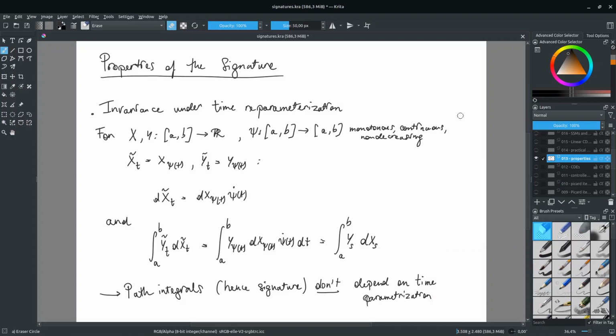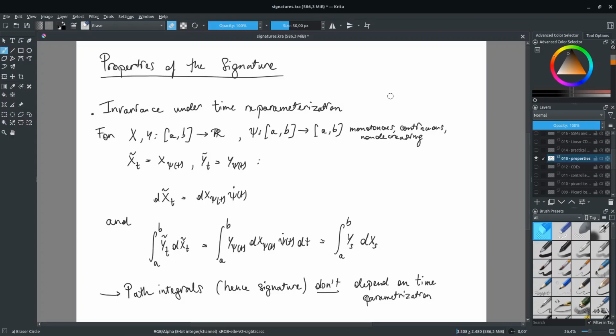Okay, so before moving on to applications, one important property of the signature is that it is invariant under time reparameterization. What that means is, if I change the scaling of time in my system, in my path, that doesn't change the signature. So let's say I have two paths x and y, and psi is my time rescaling, so it needs to be monotonous, continuous, and non-decreasing.